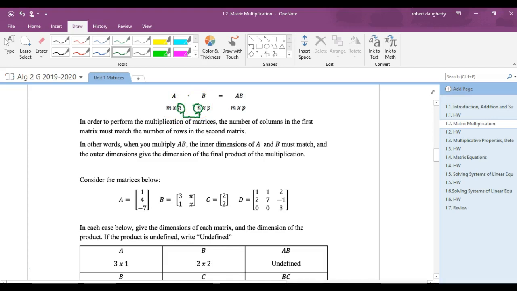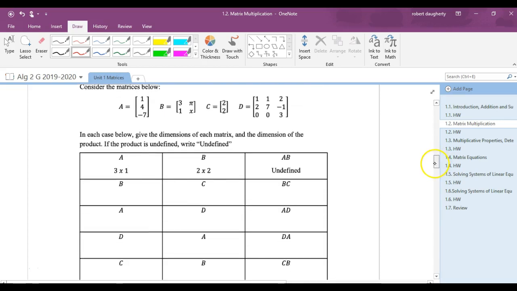And then the size of the matrix you will end up with in your answer is going to be that, okay? So you end up with an M by P matrix. So the inside numbers tell you if it's defined. If those numbers don't match, what is the case? It's undefined, okay? And then the outside numbers tell you the dimension of the answer. So let's take a look and check and see what's defined and what's not defined.